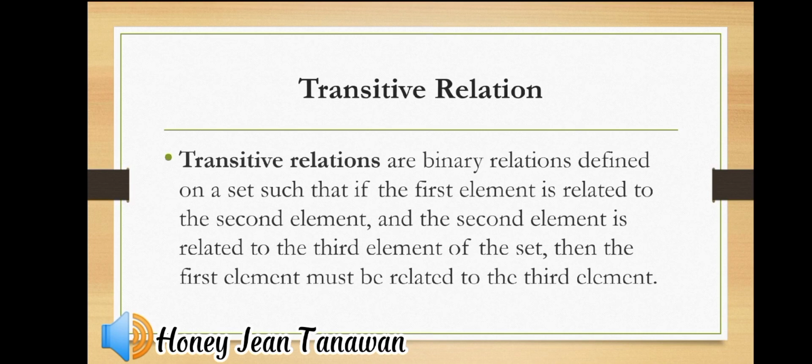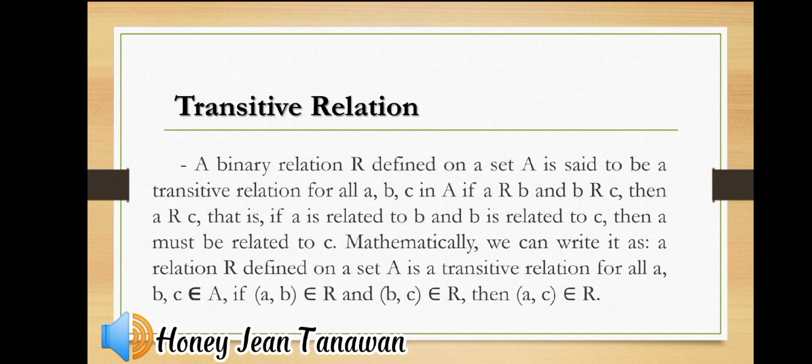Transitive relations are binary relations defined on a set such that if the first element is related to the second element and the second element is related to the third element of the set, then the first element must be related to the third element. A binary relation R defined on a set A is said to be a transitive relation if for all a, b, c in A, if aRb and bRc, then aRc. That is, if a is related to b and b is related to c, then a must be related to c.